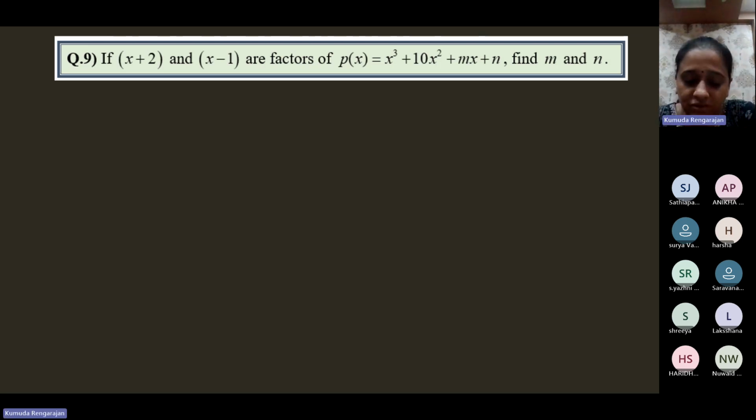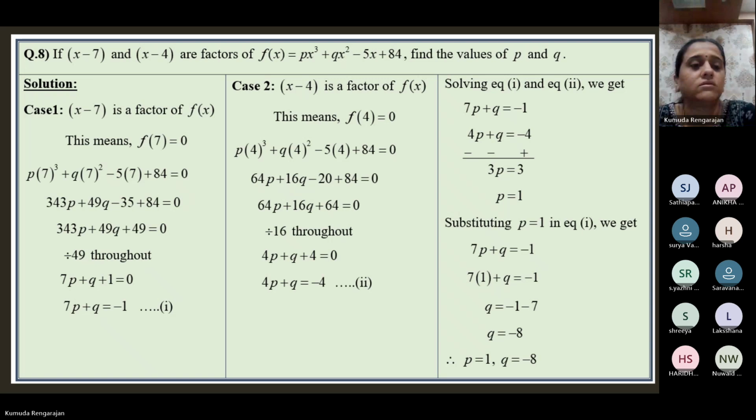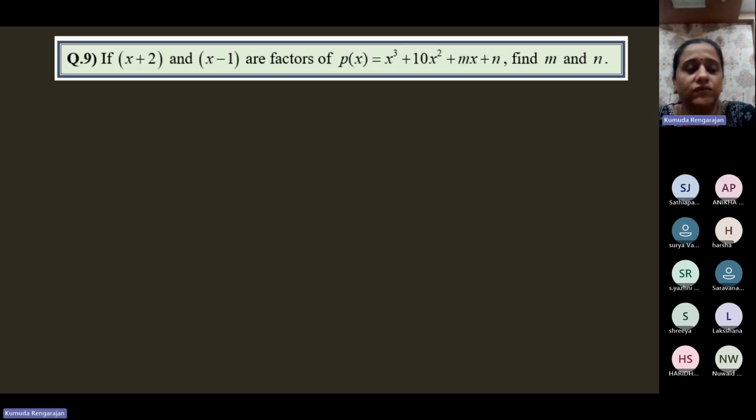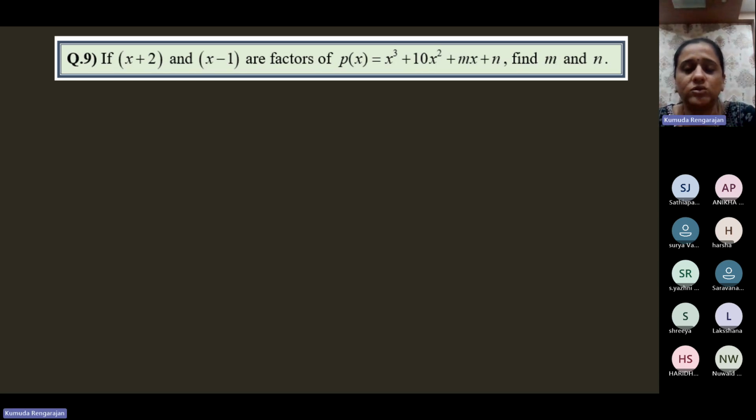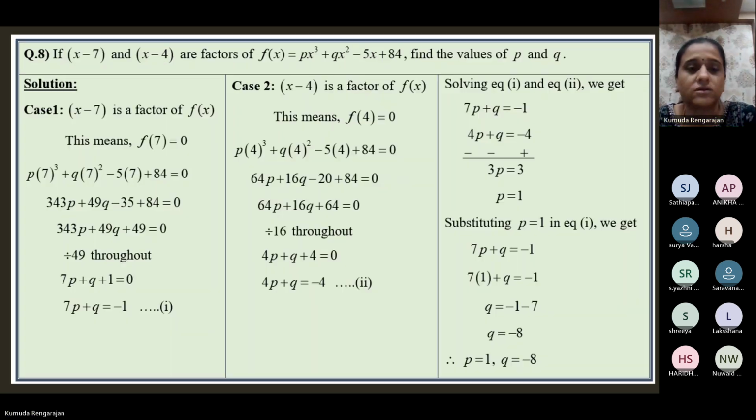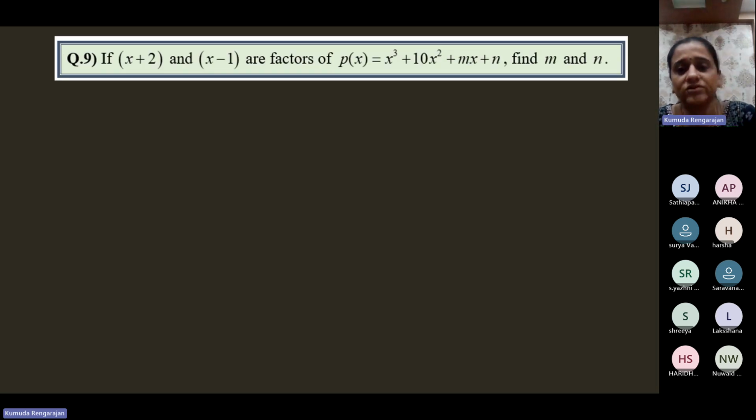So this one is very similar to the earlier one. See here. If x plus 2 and x minus 1 are factors of p of x equals x cubed plus 10x squared plus mx plus n, find the values of m and n. So here also you have one dividend polynomial, here like here. Here also it's a cubic polynomial. There are two factors, here x minus 7 and x minus 4. Here x plus 2 and x minus 1.